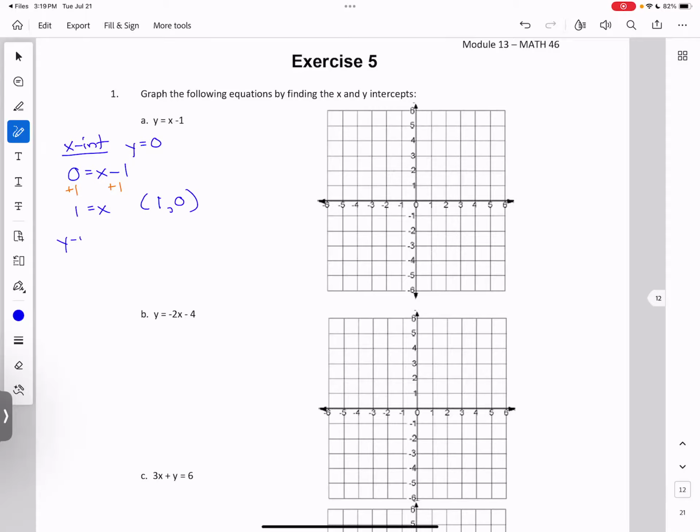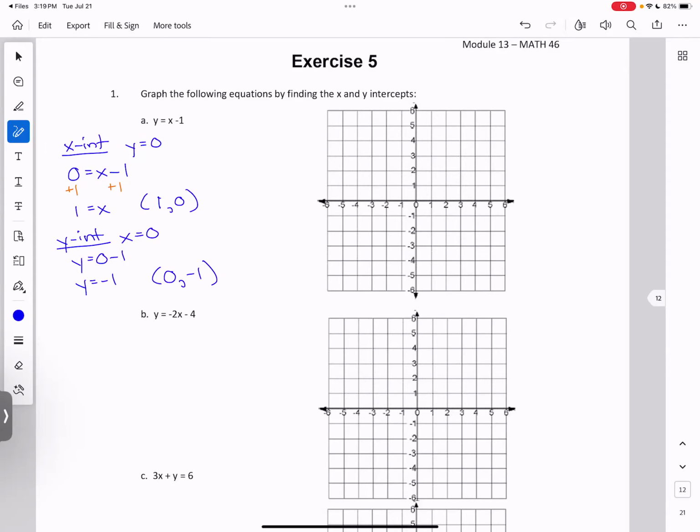Now, step 2, let's do our y-intercept. And so that happens when x equals 0. So we rewrite our equation with a 0 substituted in for x. That gives us y equals 0 minus 1. So y equals -1. So our y-intercept is happening at 0 and -1.